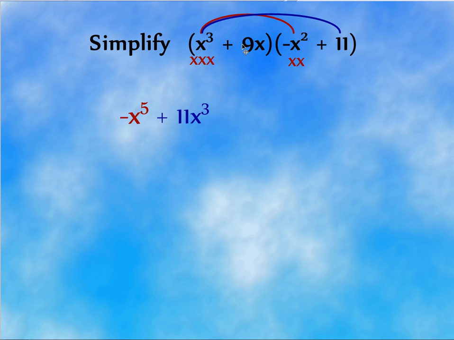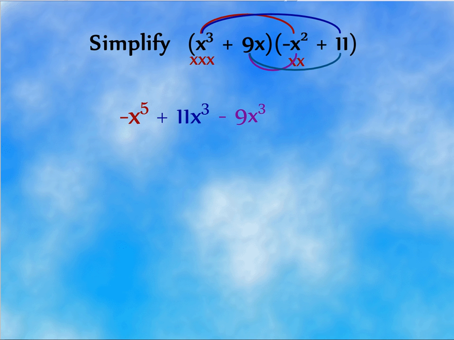Next, I need to distribute the positive 9x. Distribute it to the first term. Positive times a negative is a negative. 9 times 1 is 9. And how many x's are we going to end up with? 3, right? So negative 9x to the third power.